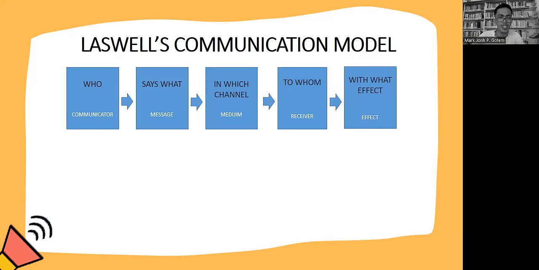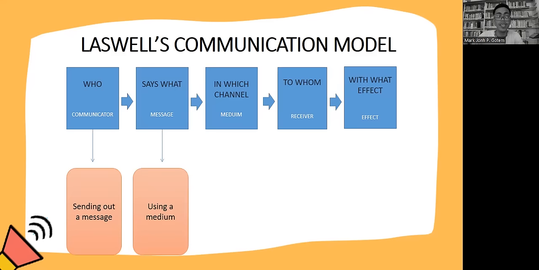So let's discuss each variable. Who? The communicator, sending out a message. Who is sending out a message? The communicator. Says what? Using a medium. What medium does he use? This is the message he produced with the use of a medium. And that is why in which channel or medium he used. For a receiver, it's a phone, a television, a radio, oral, or written.